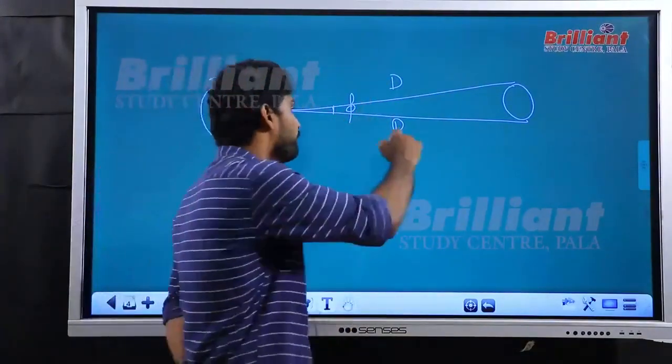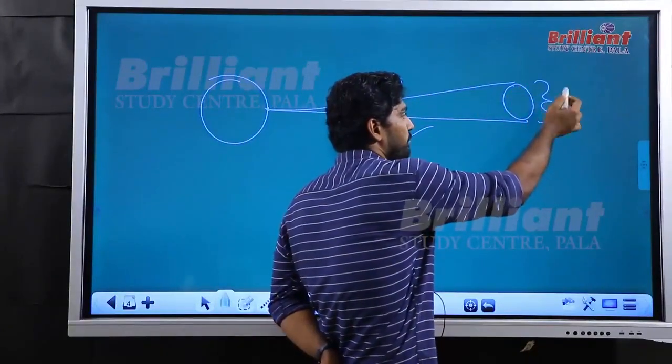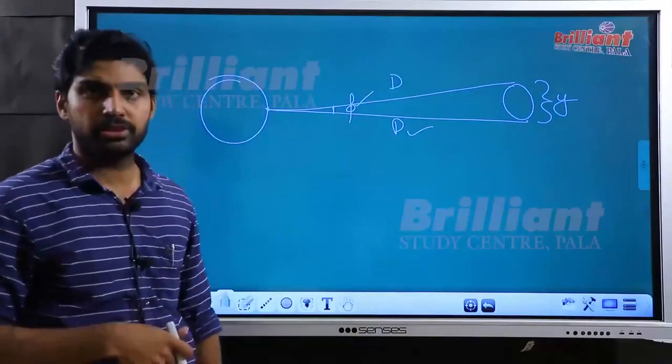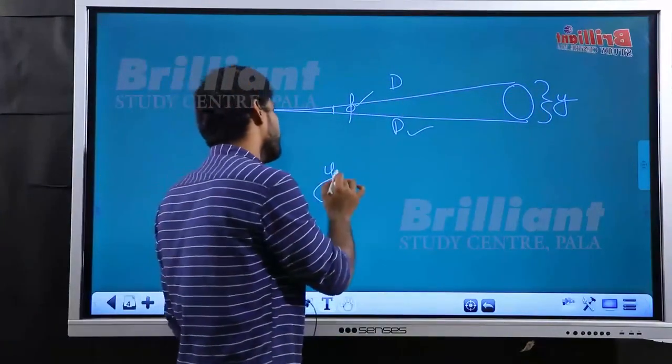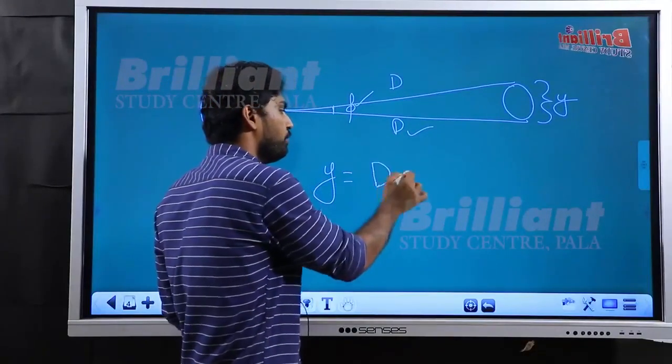So if we know the value of D, we know the value of phi, so can we calculate the diameter of this planet? Let it be y. Can we calculate the diameter of the planet or the star? Yes, simply y is equal to arc length, which is equal to radius into angle.